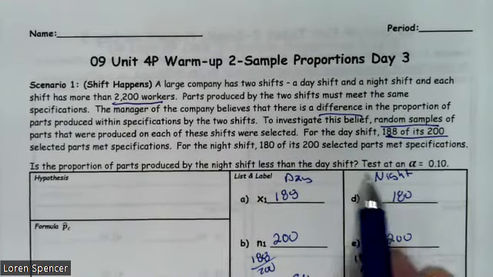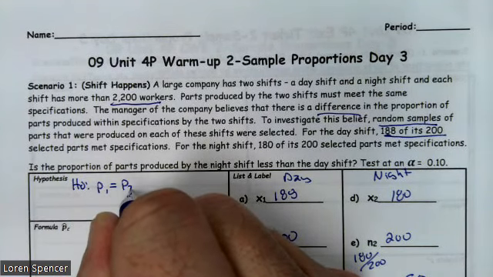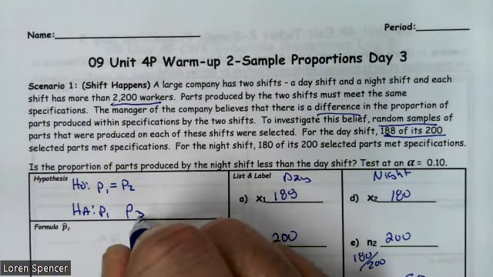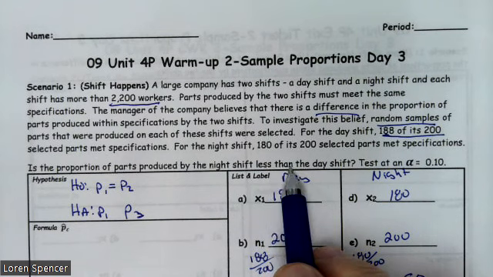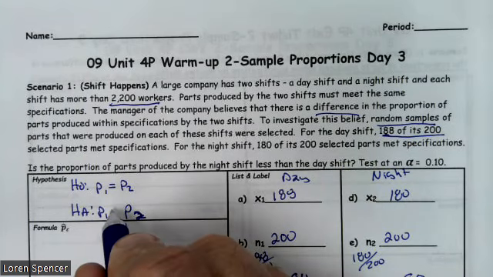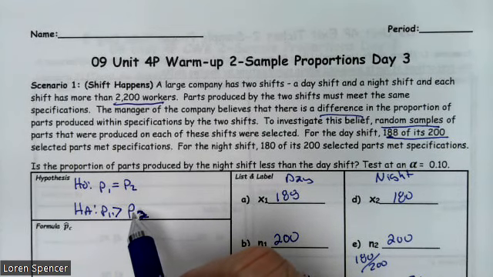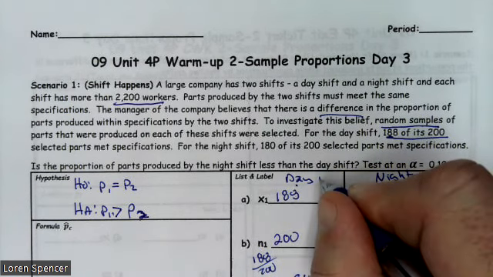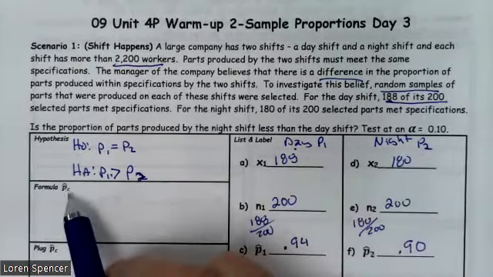If they're telling us to test, it's a hypothesis test. So H0: p1 equals p2. Our alternative, we know it's p1 and p2. And it says the proportion of parts produced by the night shift less than the day shift. All right. It should say proportion of parts that meet specification is less than the day shift. So p1 has more than the night shift, because p2 is going to be the night shift, because day one, this is p1 and this is p2.